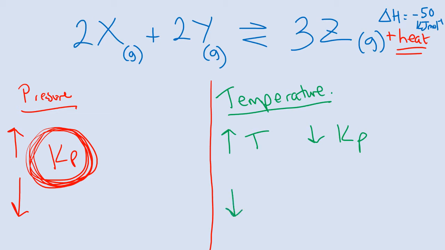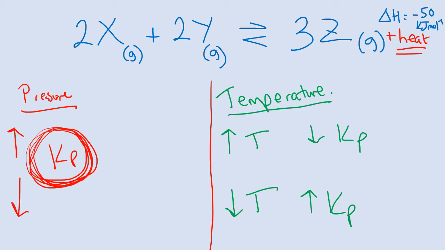So if we were to decrease the temperature here, equilibrium will shift to the exothermic side to oppose the change, which is to the right. So a decrease in temperature in this case would cause an increase in Kp. Because equilibrium shifting to the right, we've got more products to reactant ratio. If you've got more product to reactant ratio, Kp is bigger.